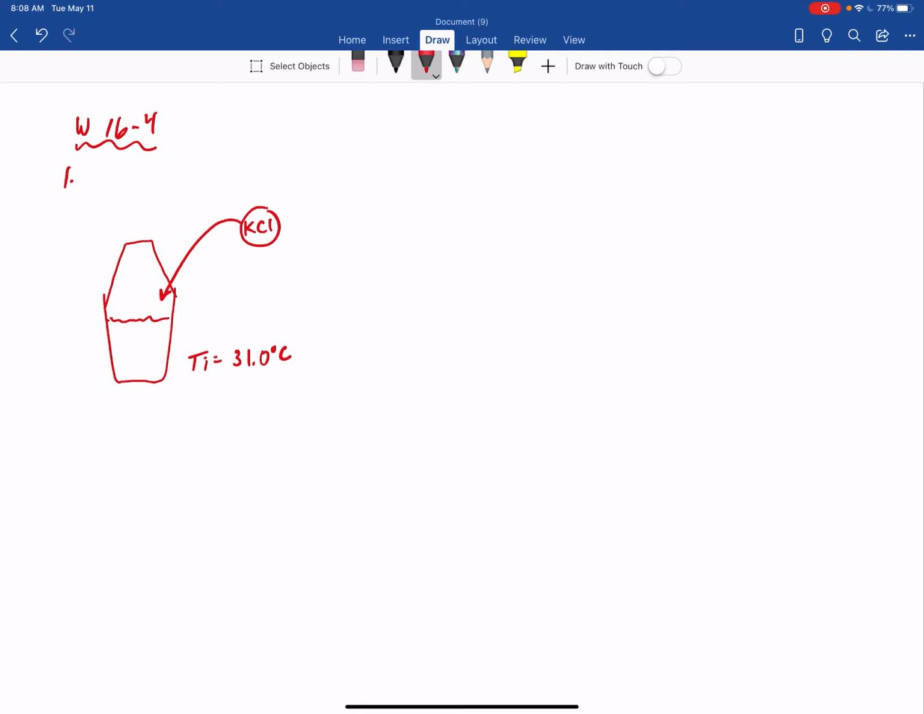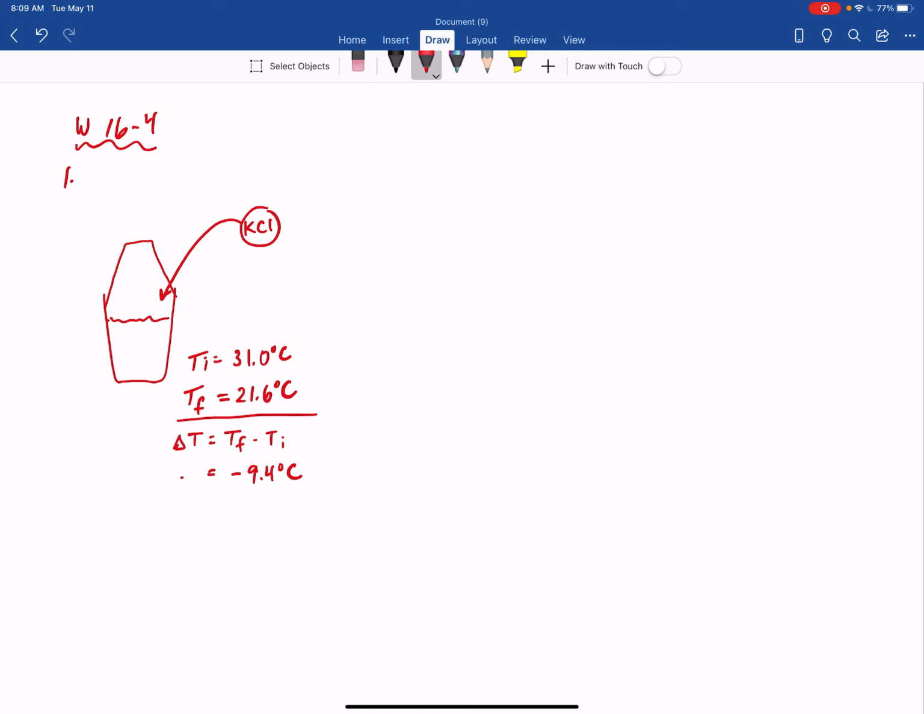Now, what you're going to start to realize is that dissolving processes are endothermic or exothermic, and depending on the substance, it can absorb energy or release energy. Once the potassium chloride is added, the temperature of the water changes, and its final temperature is 21.6. If we take the change in temperature, which is final minus initial, we'll find the temperature change is negative 9.4 degrees Celsius. I'll double check that with the calculator: 21.6 minus 31 gives negative 9.4.